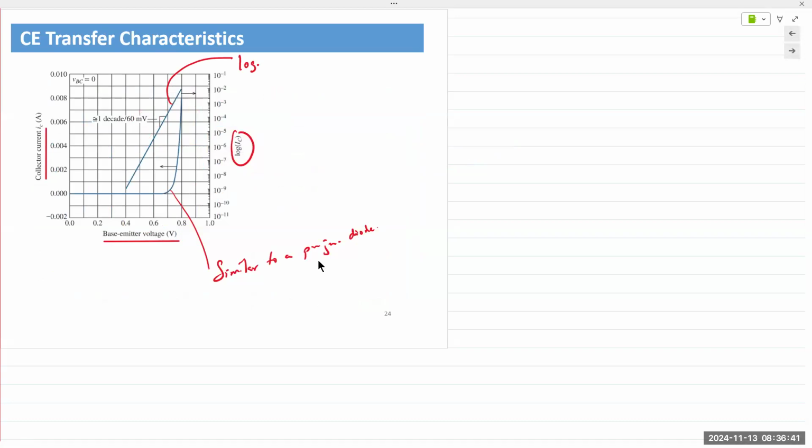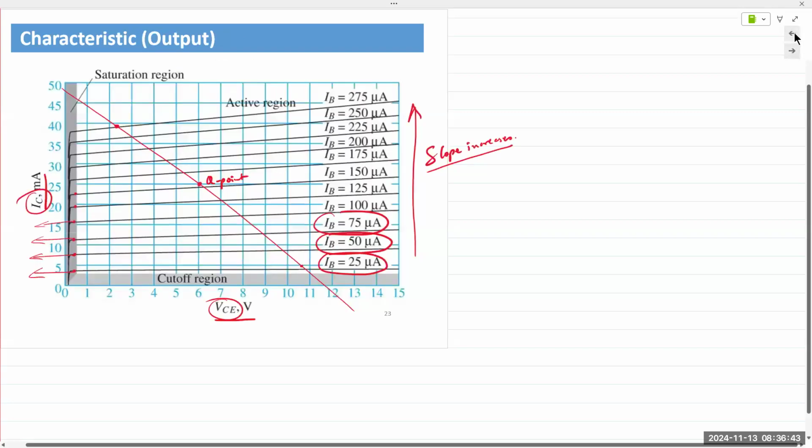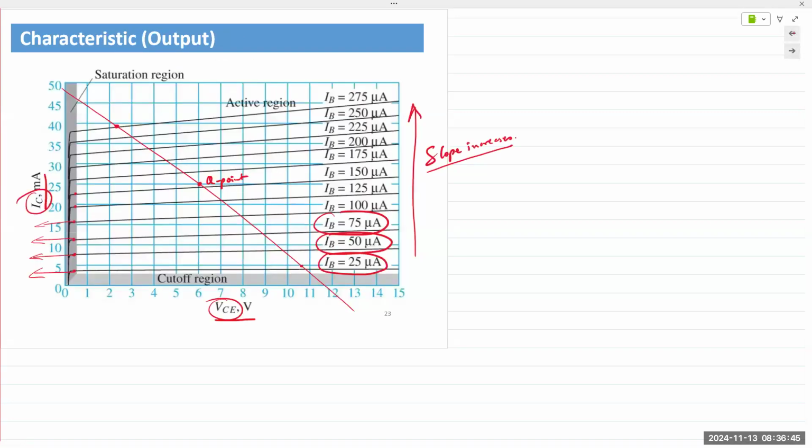A couple of other things to note is that in cutoff, IC is very close to zero. There is almost minimal input current, IB or VBE. And VCE, when VCE is less than or equal to VBE, meaning the base emitter junction is not yet fully forward biased, a transistor is more likely than not in saturation.